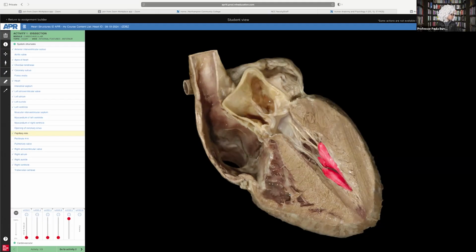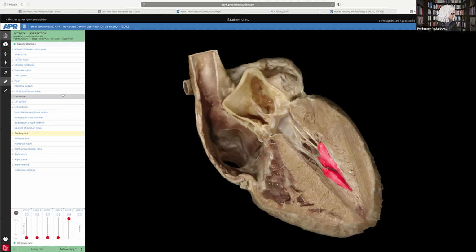What they do is, again, this is what the chordae tendineae are anchored to. And the chordae tendineae do not open up the valves, the AV valves. What they do is they prevent those valves from opening in the wrong direction, what we call eversion.